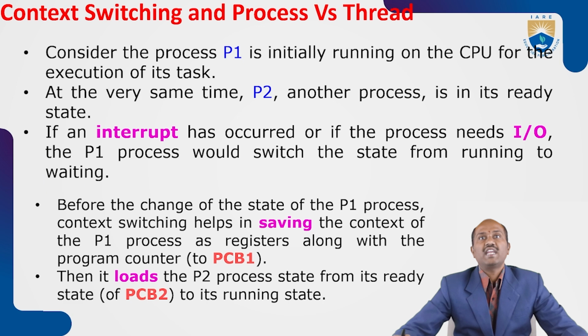Before changing the state, context switching helps in saving the context of the P1 process, such as registers along with the program counter, to process control block 1. Then it loads the P2 process from its ready state, using process control block 2, to its running state.